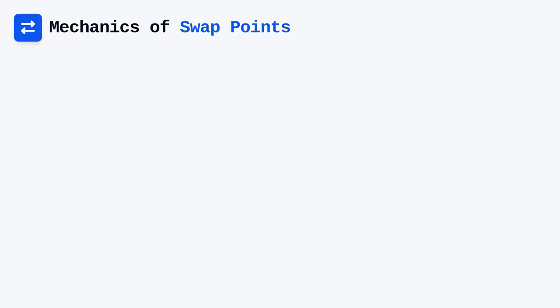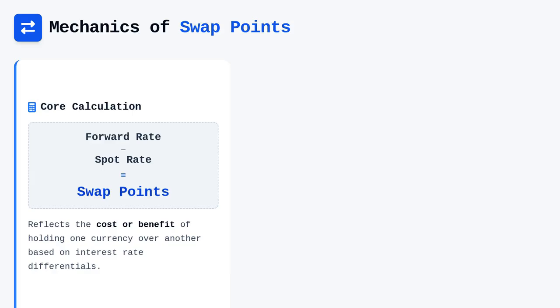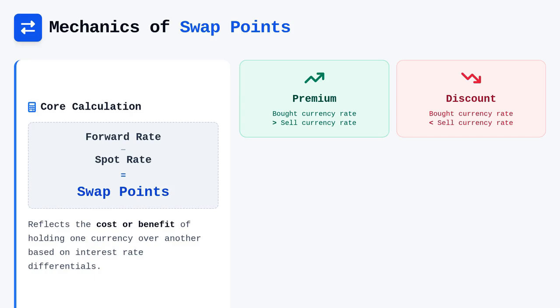When we look at the mechanics of swap points, they reflect the cost or benefit of holding one currency over another, expressed as the forward rate minus the spot rate. If you are dealing with a currency pair like euro to US dollar, the swap points represent the difference between the prevailing interest rates in the Eurozone and the United States for the tenor of the swap. When the interest rate of the currency being bought forward is lower than the rate of the sell currency, we encounter a discount, while a higher rate provides a premium. These points are then added to or subtracted from the spot rate to derive the outright forward rate.